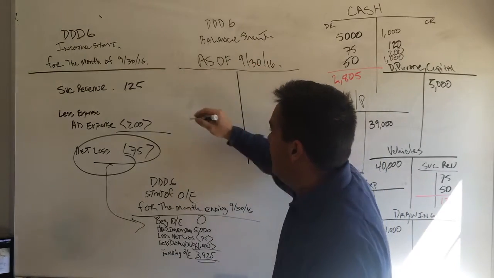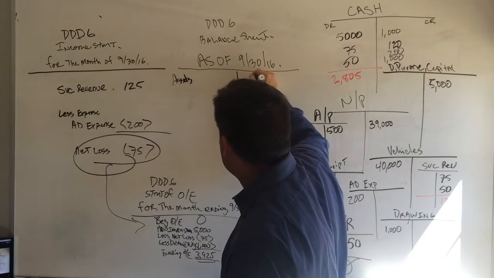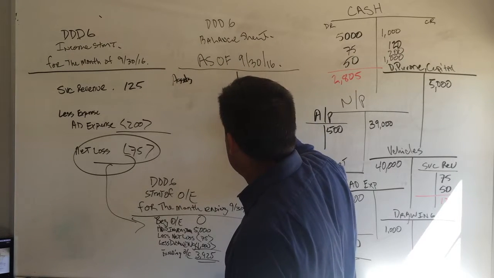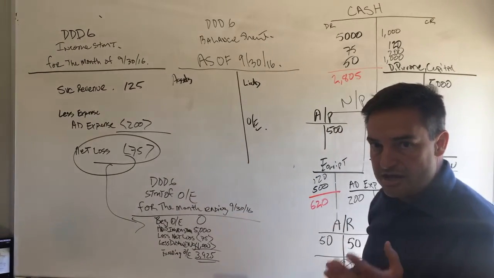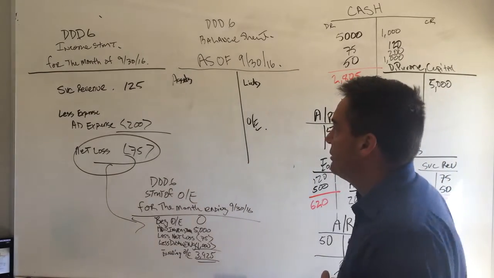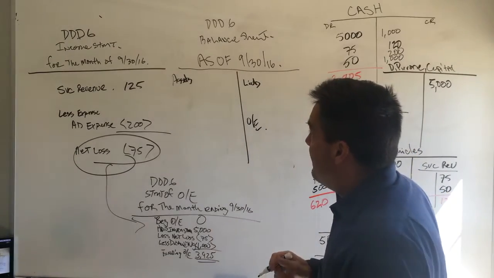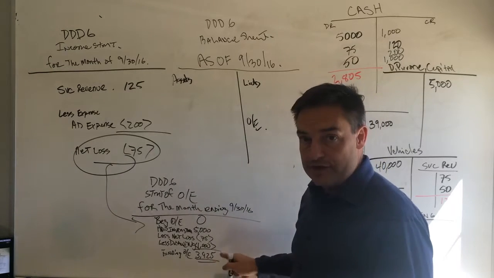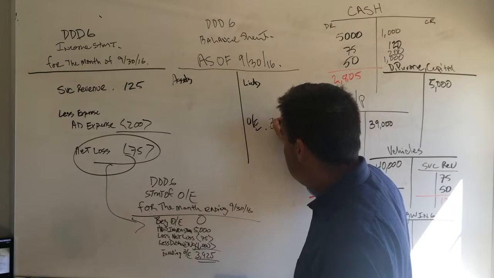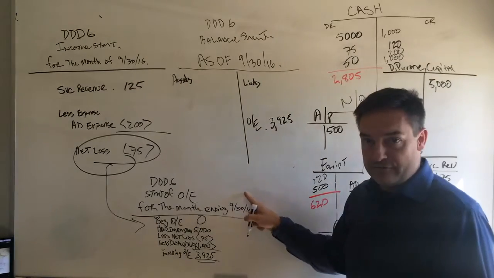So assets are on one side, liabilities and owner's equity is on the other. That's the accounting equation. Assets equals liabilities plus owner's equity. So it's exactly the same as the accounting equation. What I always like to do is put owner's equity first, because you know the owner's equity number. It's the $3,925 number that came from the statement of owner's equity here.